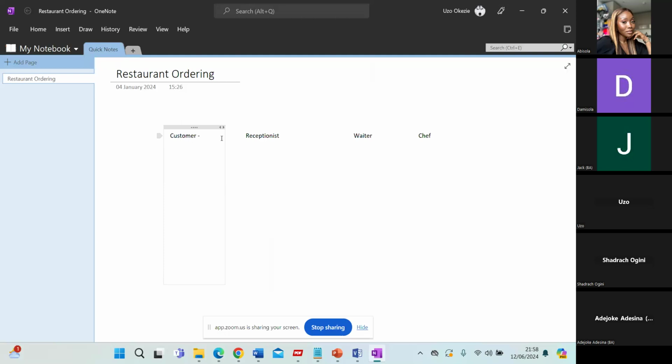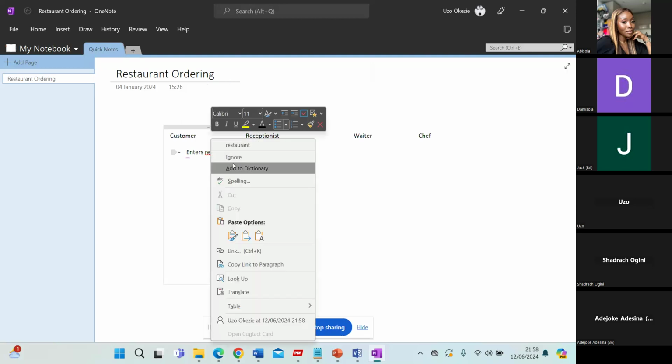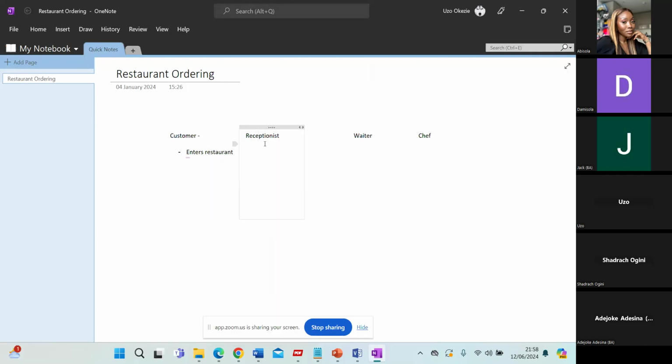So the customer, what verb are we putting here? Enters restaurant. Okay, let's do that. All right, cool. And then what happens? Then acknowledged by the receptionist and seated. Brilliant. Seated at table. Let's leave all the details, whether it's a table for two or not. Okay, what happens? And then the waiter takes the order.